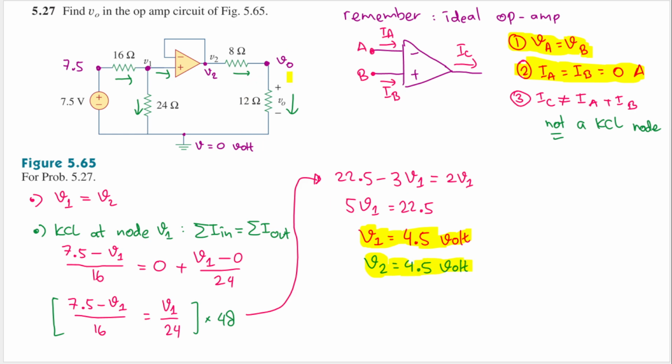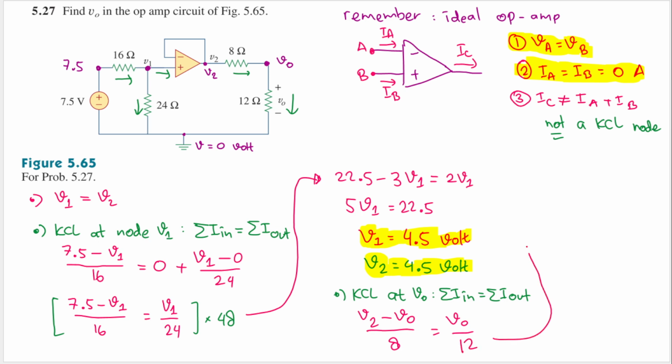And now for the next one, we can just do KCL at V0. Let's do exactly that. It says that the sum of the current that goes in will equal the sum of the current that goes out. The only current that goes into V0 is this one, and that current is V2 minus V0 divided by 8. And then the only current that goes out is here, so we will have V0 divided by 12.